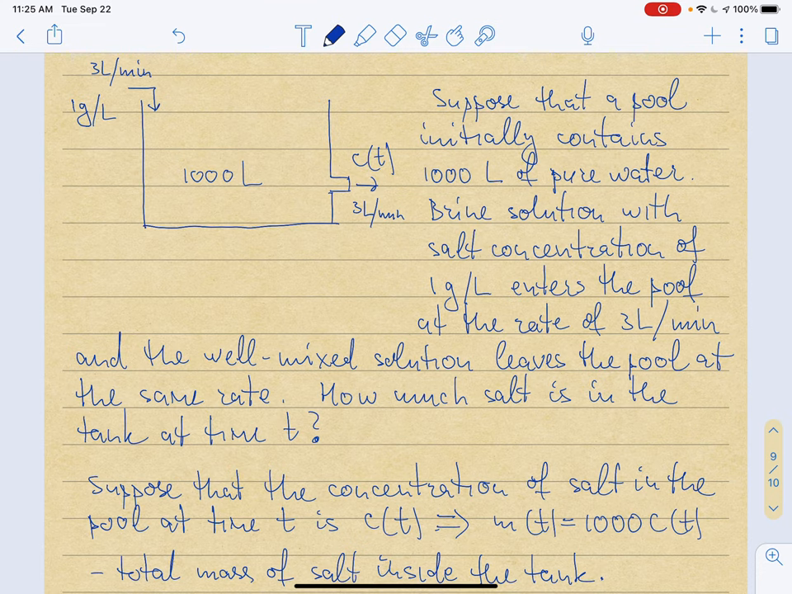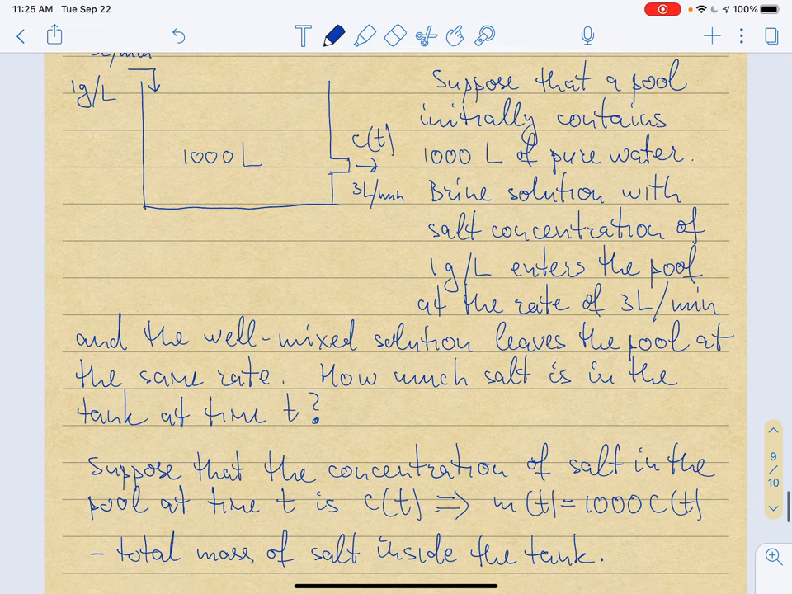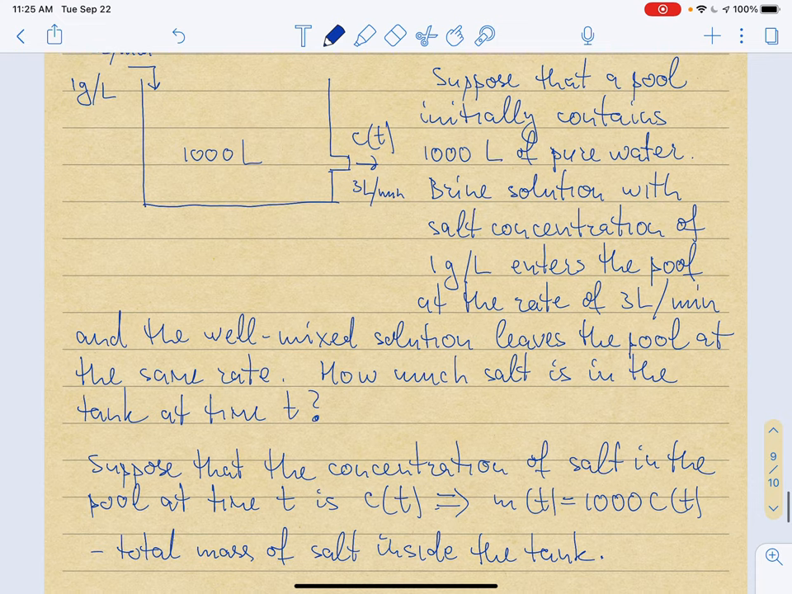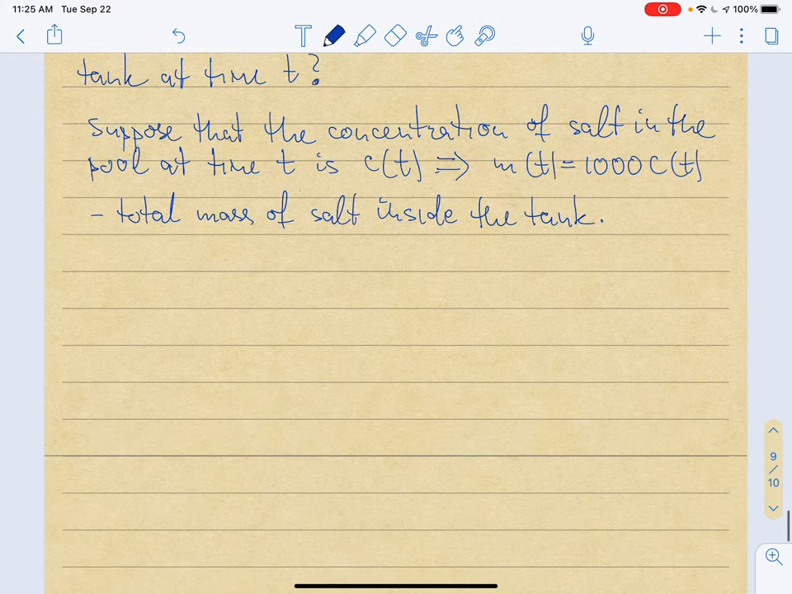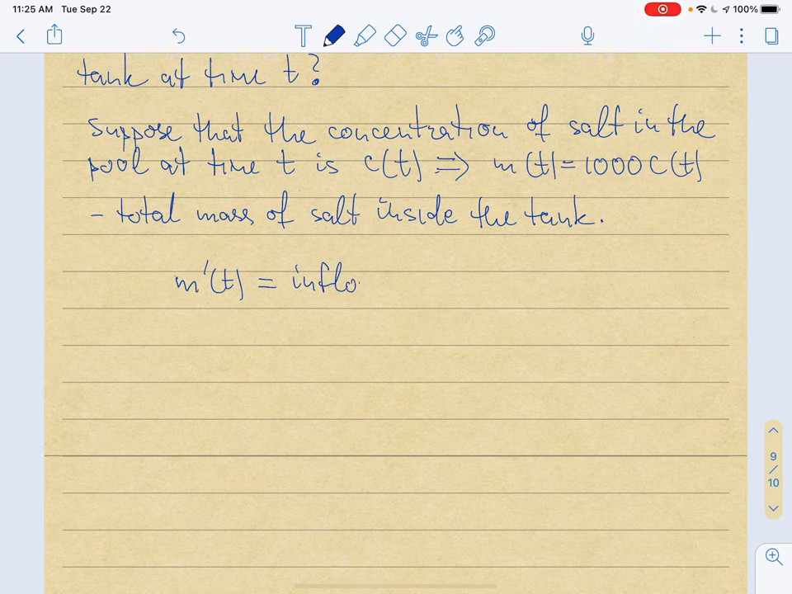Okay, and with that, we can now figure out the rate at which the amount of salt in the tank is going to change. So M prime of t, right? The rate of change of the total amount of salt in the tank. This should be equal to, so the amount of salt increases due to the inflow and decreases due to the outflow, so this should be inflow of salt minus outflow of salt.